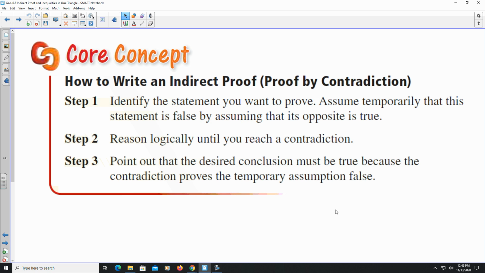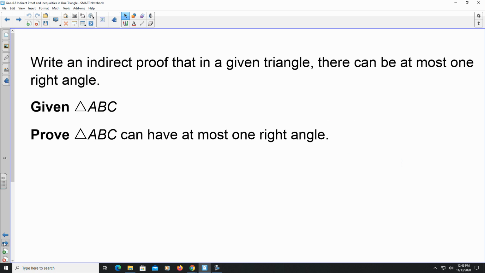So for instance, here it says write an indirect proof that in a given triangle there can be at most one right angle. A right angle means that one angle is exactly 90 degrees. So what they are saying is that there can be at most one right angle. Here we're going to prove that triangle ABC has at most one right angle.